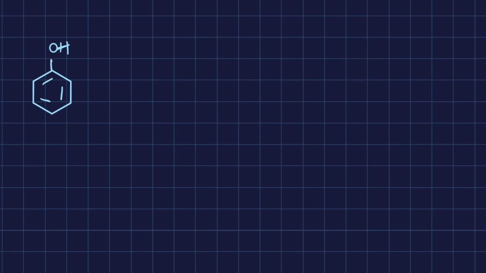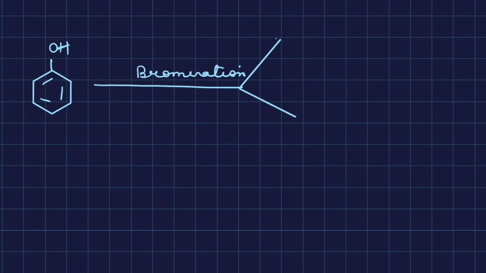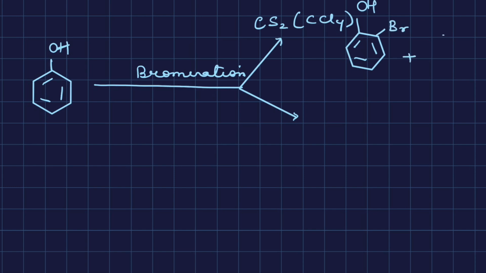The first thing we do is bromination. Very interestingly, it doesn't require anhydrous FeBr3 or any Lewis acid. We take a non-polar medium like CS2 or CCl4 and we get the usual ortho and para substitution. So this is OH, and we get ortho, and one we will get para, and para will always be the major product due to steric reasons.